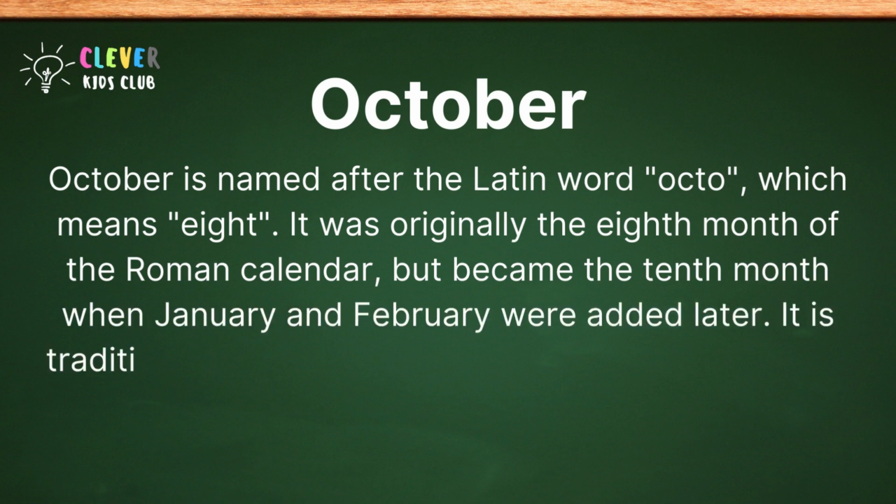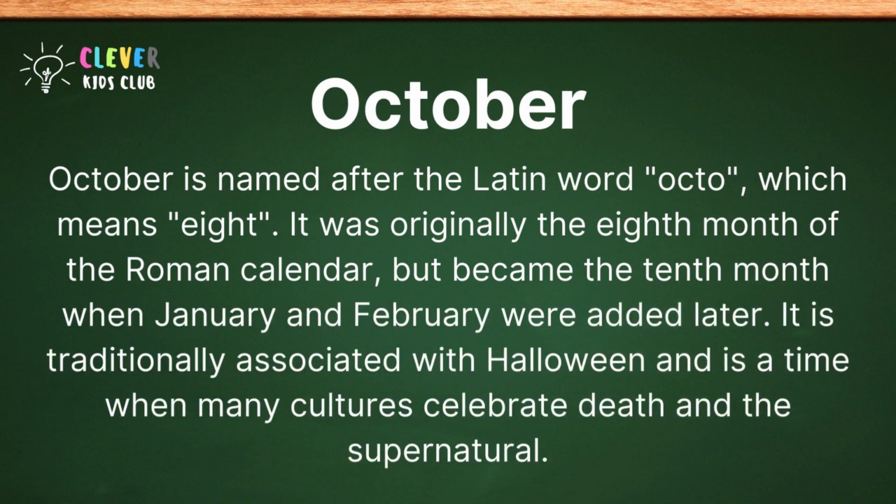October. October is named after the Latin word octo, which means 8. It was originally the 8th month of the Roman calendar, but became the 10th month when January and February were added later. It is traditionally associated with Halloween and is a time when many cultures celebrate death and the supernatural.